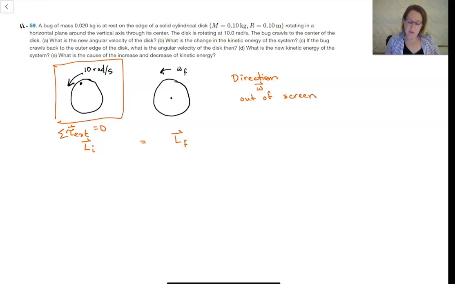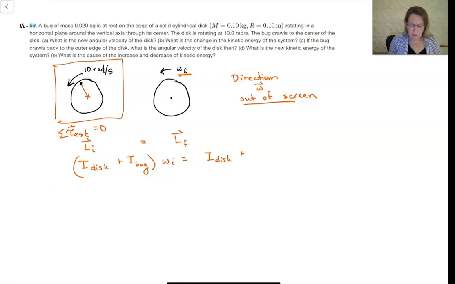So our job is to figure out what's the new angular speed, right? Angular velocity. Speed, we know. The direction we already know is out of the screen for the velocity direction. So now we just need the magnitude. The initial situation is the moment of inertia of the disk plus the moment of inertia of the bug, treating it as a point particle that sits out some distance away, times the initial angular velocity, is equal to the moment of inertia of the disk plus the new moment of inertia of the bug, times omega final.